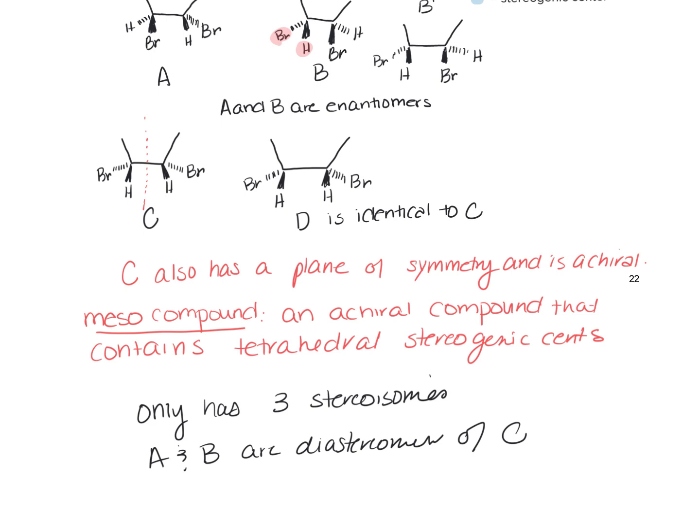Now, maybe the burning question in your heart is, all right, Dr. Pierce, I have identified the stereogenic centers. I have figured out how many stereoisomers there are. I figured out which ones are enantiomers and which ones are diastereomers. But how do I name them?